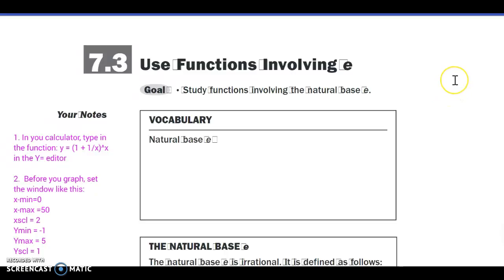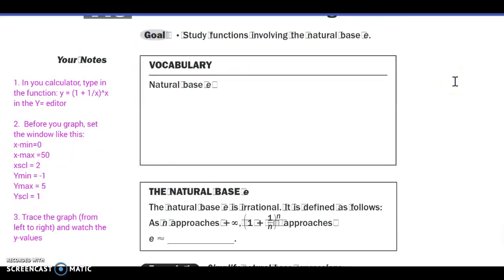So before we go any farther, I want you to pause the video and follow the directions on the left that are in pink. When you're done, turn the video back on.